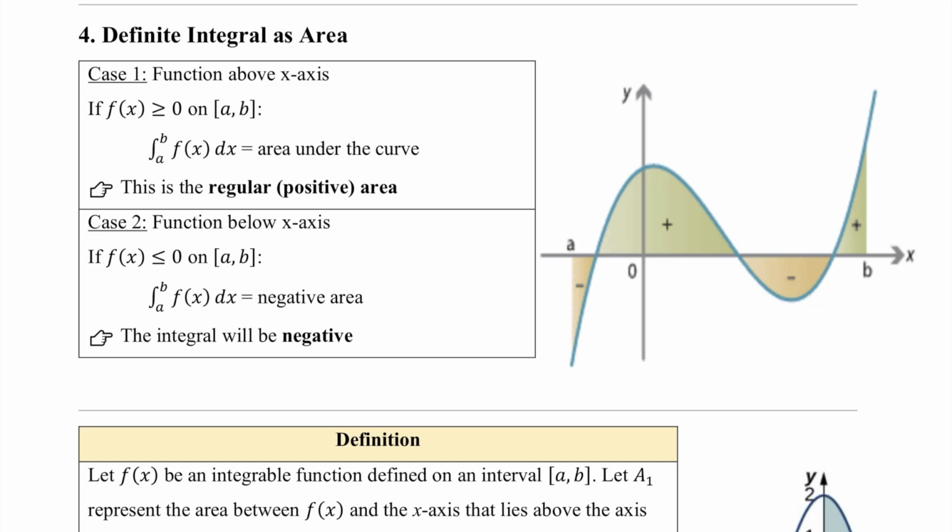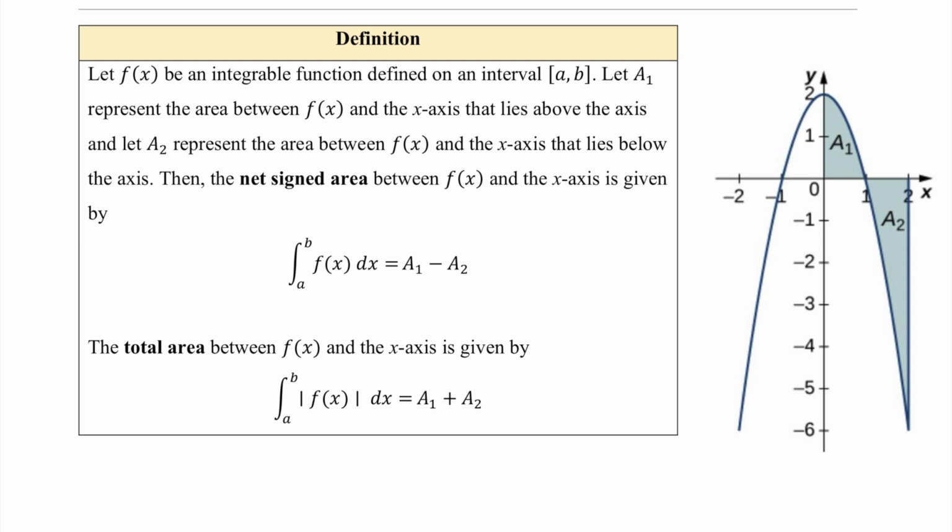Now look at the part of the graph below the x-axis. If f of x is less than or equal to 0, then the definite integral of f of x is the negative area. This part of the graph is below the x-axis. This shaded region is the negative area. So even though it has size, the integral subtracts it. So when we combine everything, the area above the x-axis is positive, the area below the x-axis is negative. That's why the integral gives something called the net signed area.